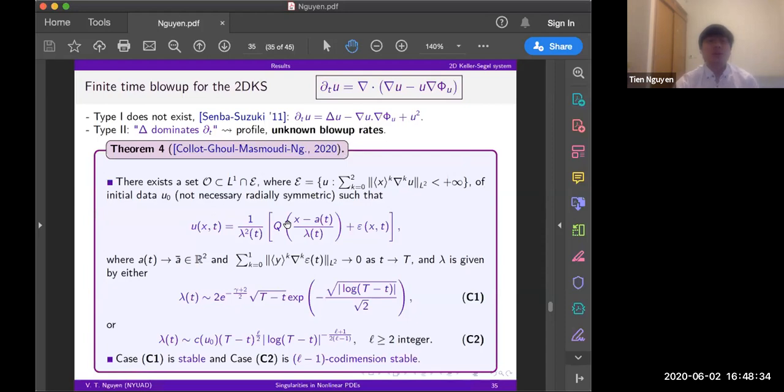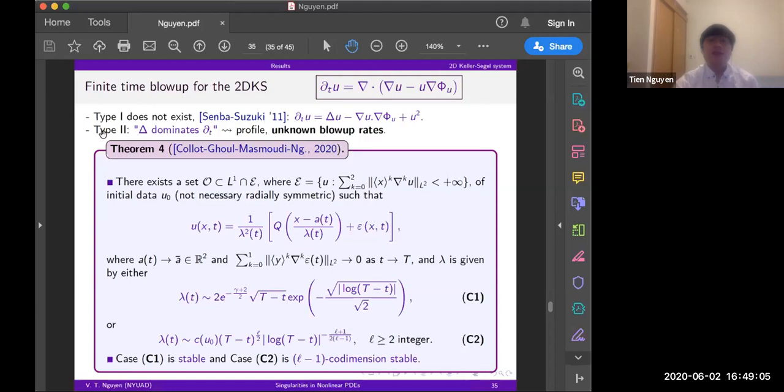So in collaboration with Shakolo, Tien Nguyen, and Matmutis, we are able to establish the existence of finite time blow-up solution for the full non-radial class of solutions. Here I want to mention that there is no Taiwan blow-up for the equation in dimension two. This means that the blow-up solution is not self-similar.